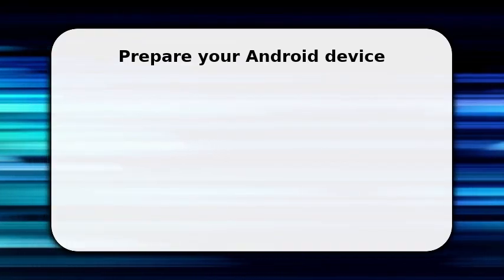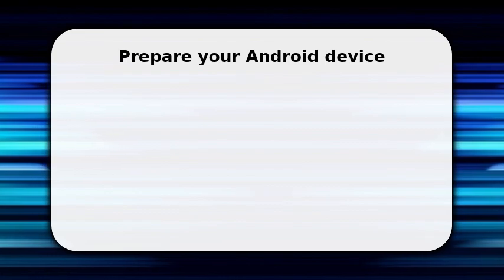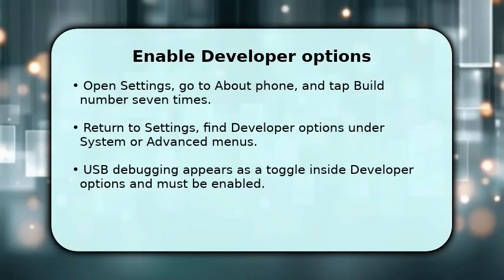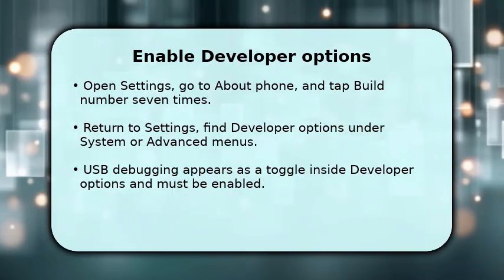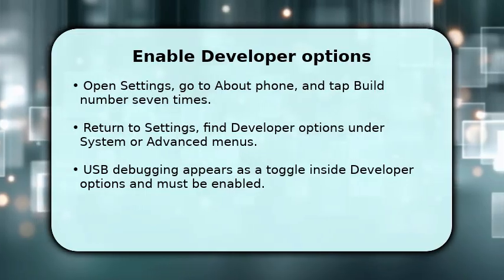Now get ready to open Settings and follow the next steps carefully. Open Settings and scroll to About Phone to locate build number. Tap build number 7 times to enable developer options on most devices. You will see a confirmation that developer options are active on screen.